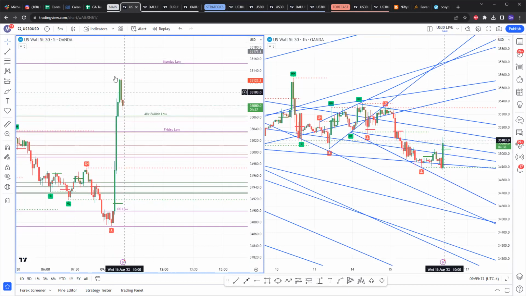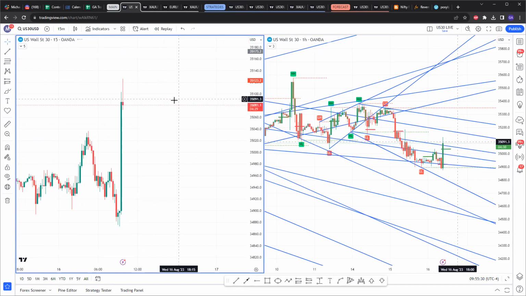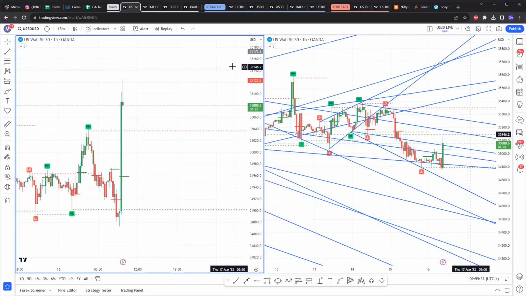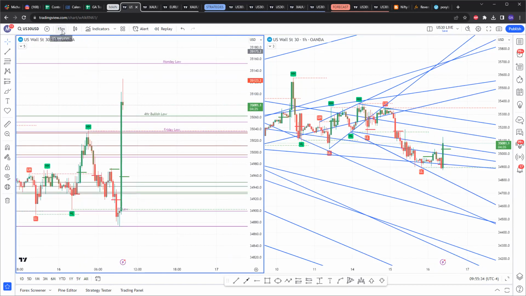So for US 30, I am looking for a 5-minute sell SAR to show up, and then I'll wait for 2 candles to close below it. Better yet on the 15-minute, but if we don't have anything on the 5-minute, I'm pretty sure we don't have anything on the 15-minute.